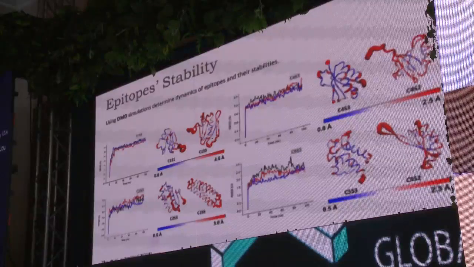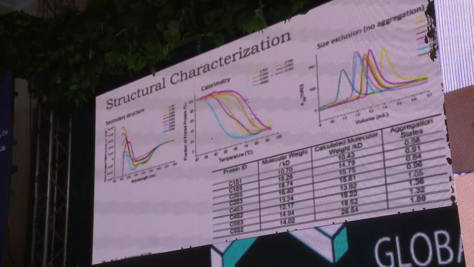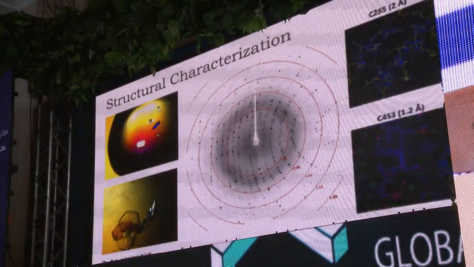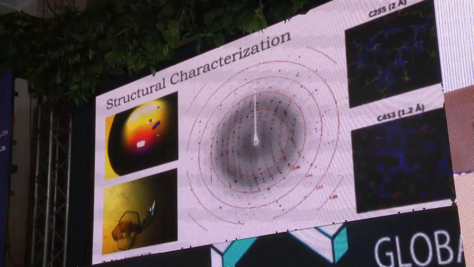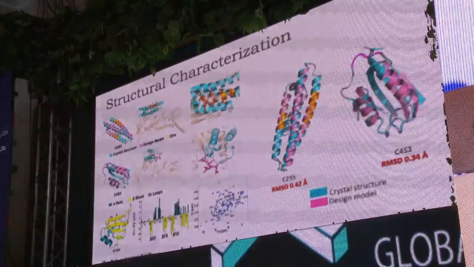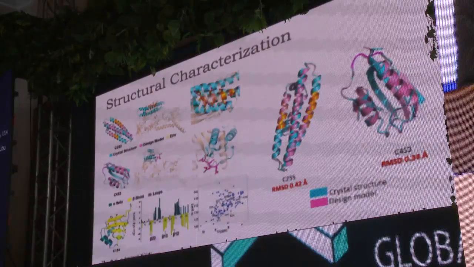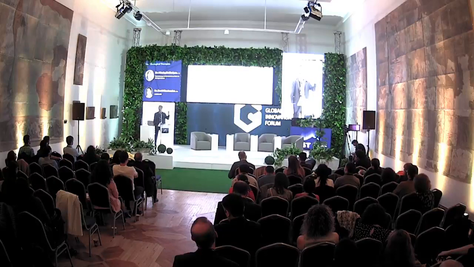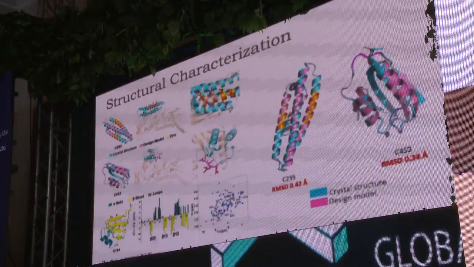So we've done it for all of them. We made sure that they're stable. We redesigned them. Then we made them in the laboratory and checked that they're stable and have the same secondary structure. We solved crystal structures for some of them at 2 and 1.2 angstrom resolution. And it turns out our design was not that bad. One of the scaffolds came out with 0.42 angstrom precision, and the other one with 0.34 angstrom precision. So that's how precise you can sometimes design right now using computers.